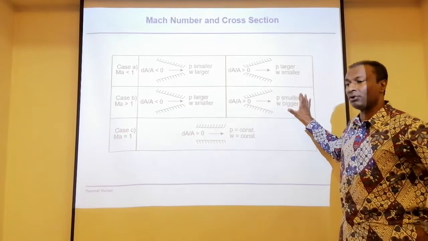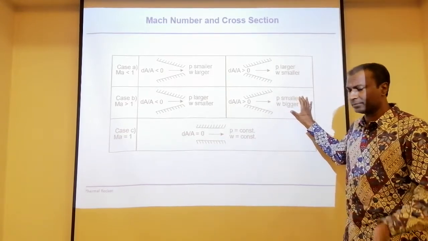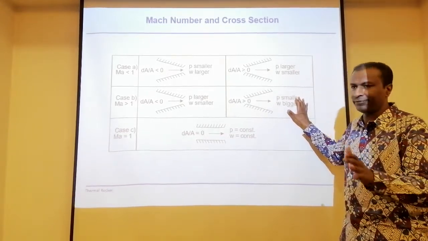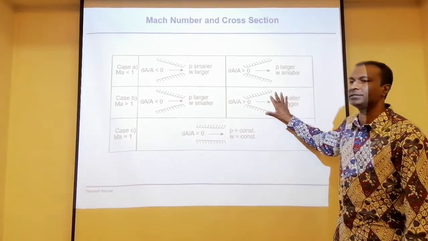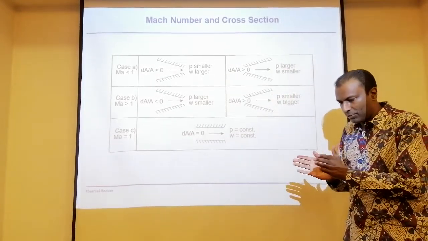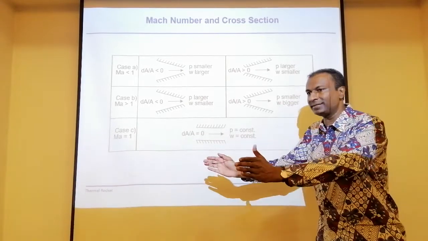That is the reason the nozzle of any rocket engine is normally in this shape. That means the throat will be smaller, and then towards the exit it will be larger.